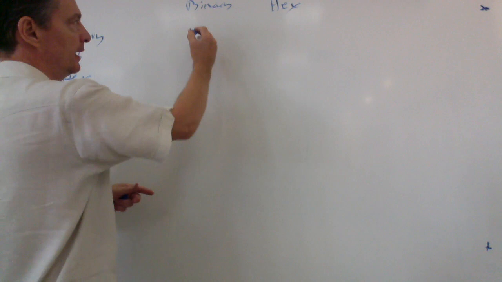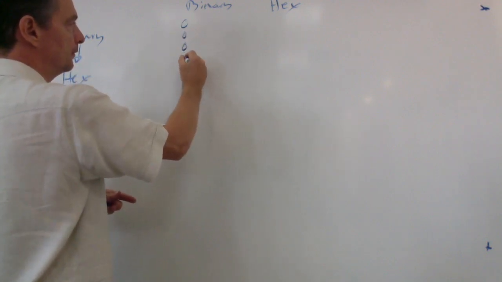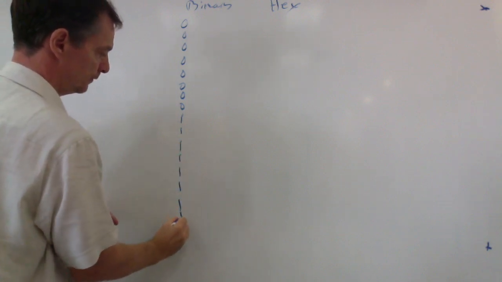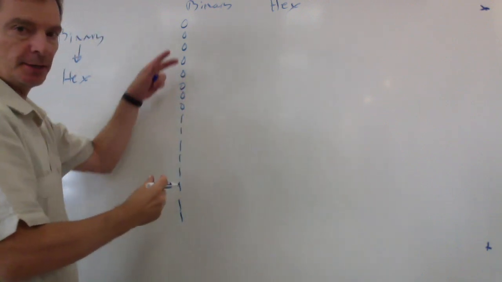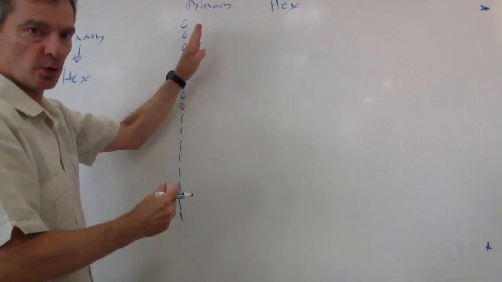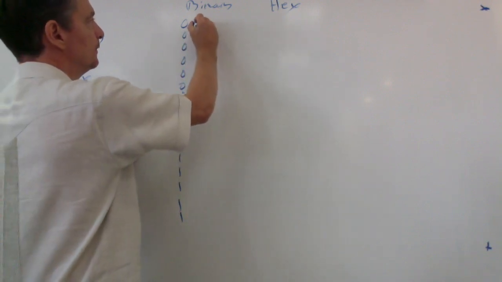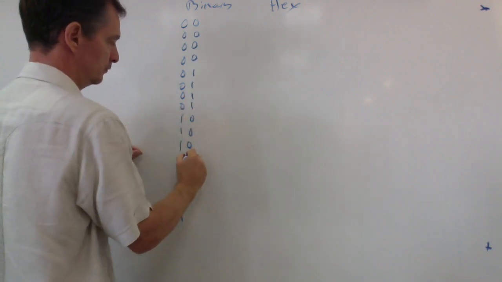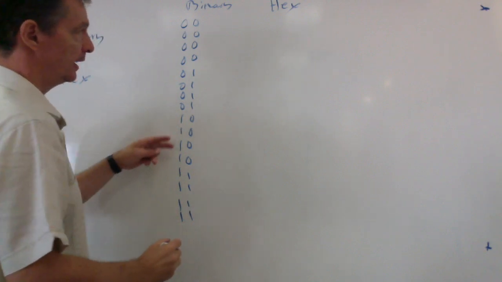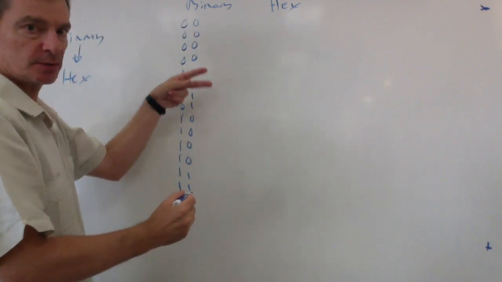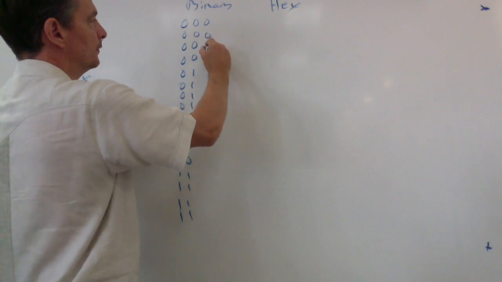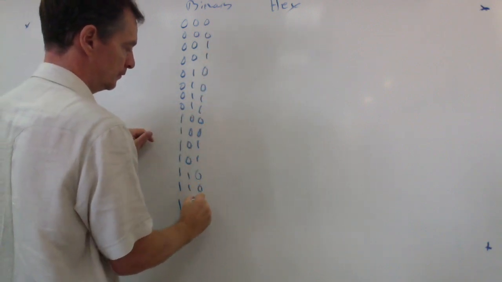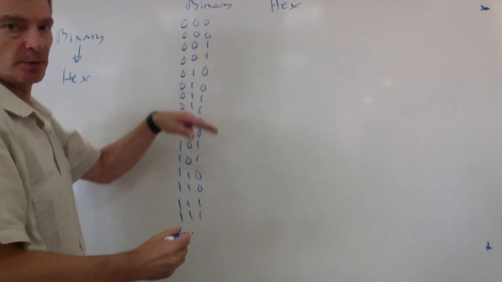8 zeros by 8 ones. And then the next column is going to be groups of 4: 4 zeros, 4 ones, 4 zeros, 4 ones. And then pairs: 2 zeros, 2 ones, 2 zeros, 2 ones. And then alternating 0, 1, 0, 1, 0, 1, 0, 1.